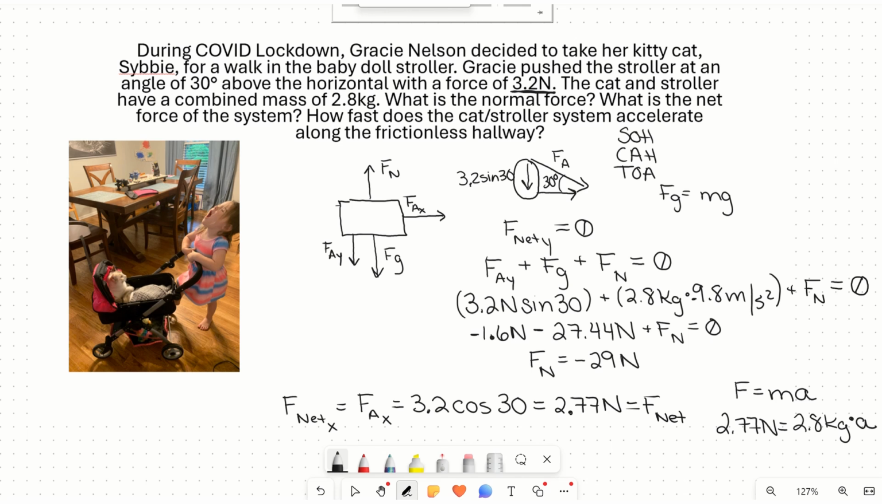So go ahead and take a second and see if you can figure out what the acceleration is. All right. This one should be relatively not surprising, but our acceleration is 0.99 meters per second squared. So she's going to be accelerating about 1 meter per second squared on the frictionless hallway.